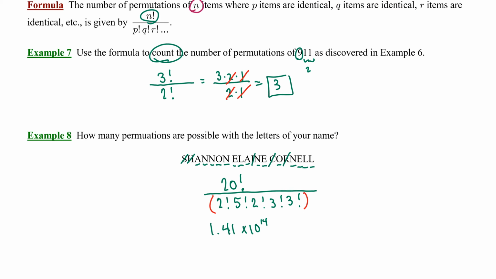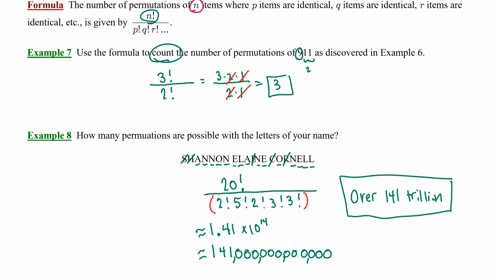And again, that means I'm going to take the decimal from its current position, and this is approximate since I rounded it, and move it 14 places to the right. So that's 1, 2, 3, 4, 5, 6, 7, 8, 9, 10, 11, 12, 13, 14. So if we add our commas here, there's the thousands, millions, billions, 141 trillion. So because I rounded it, we can say over 141 trillion different ways to rearrange the items in my name.